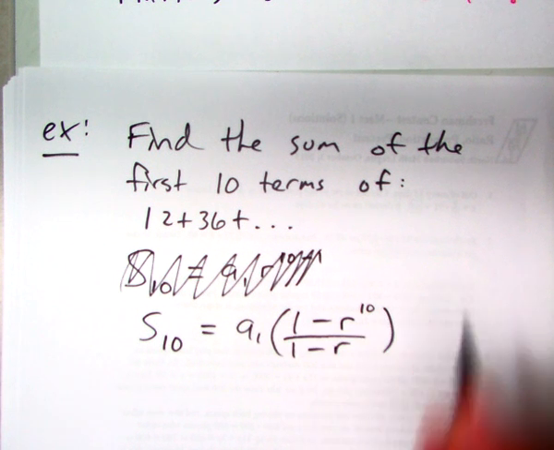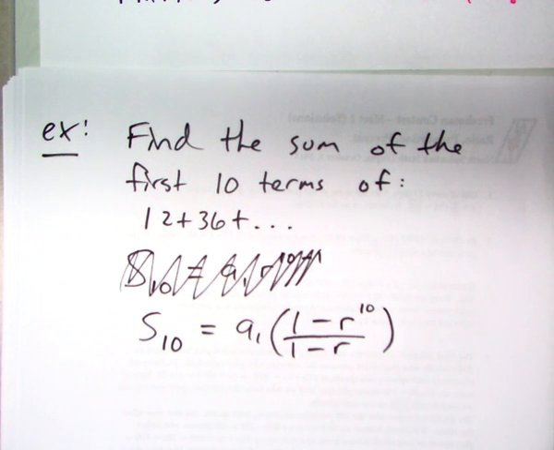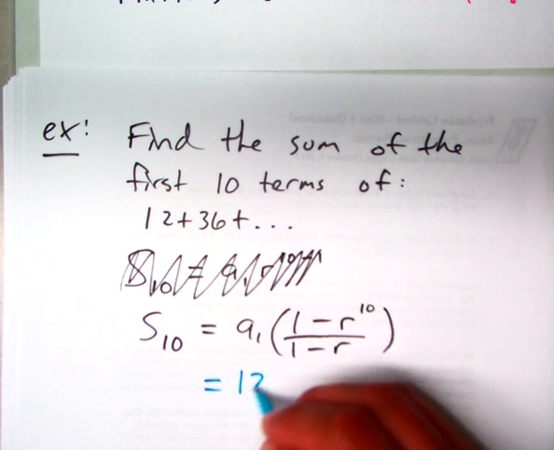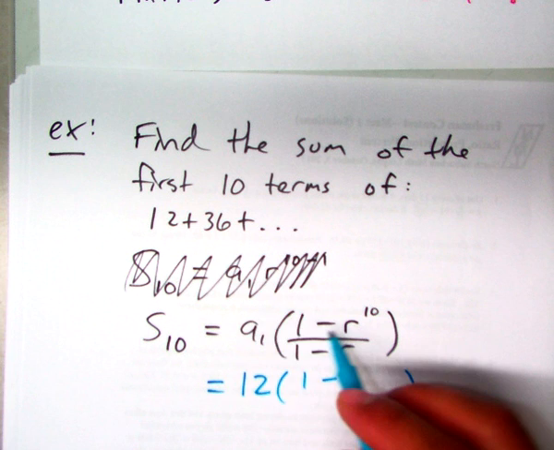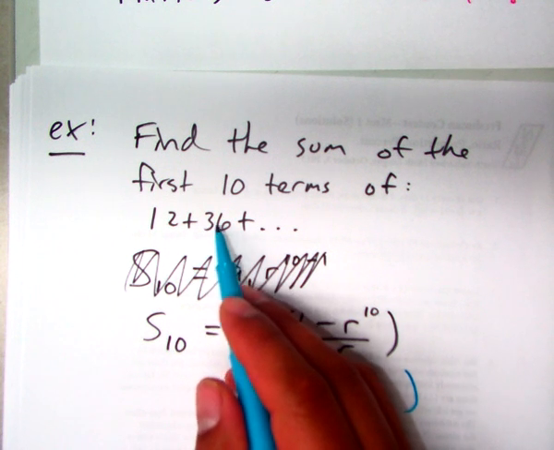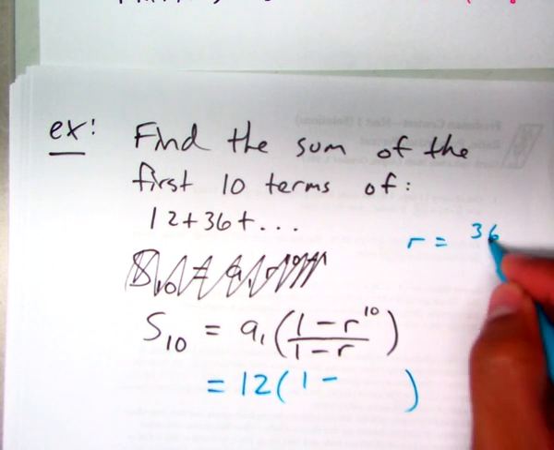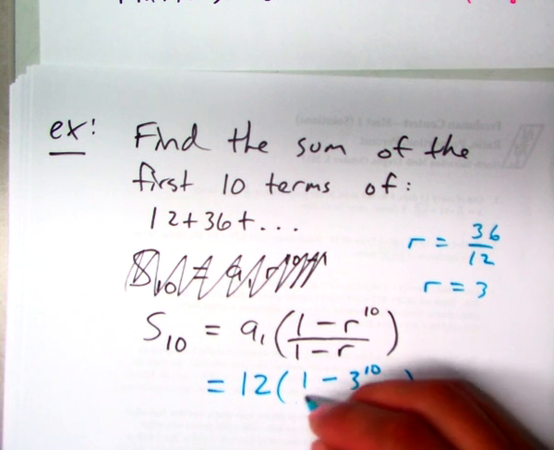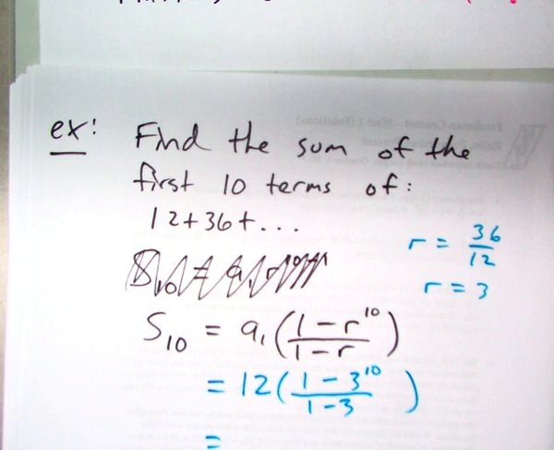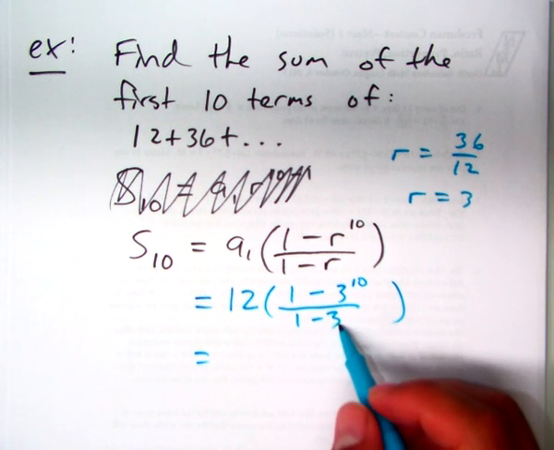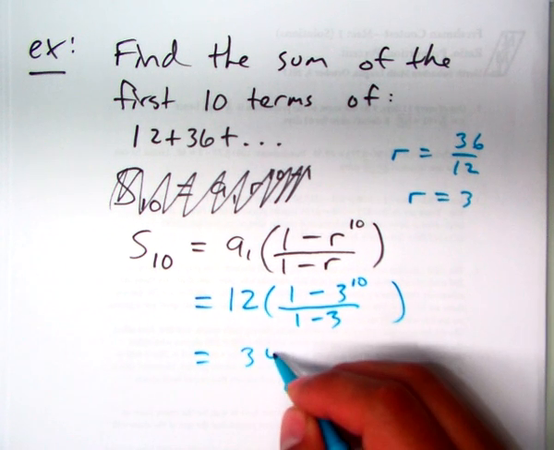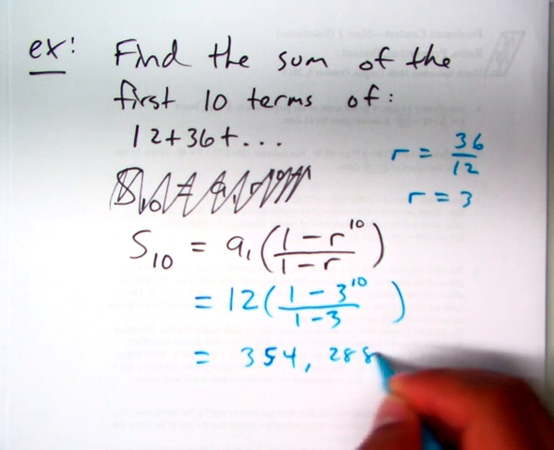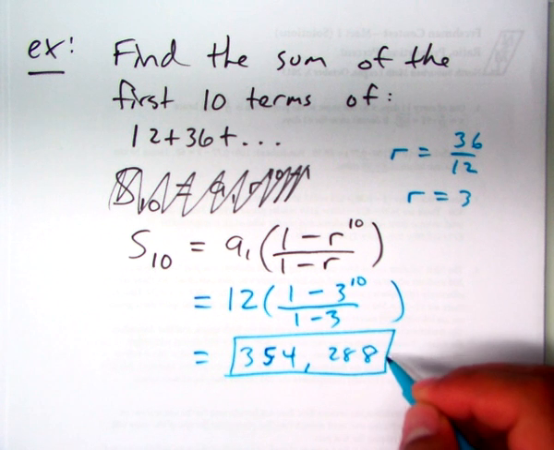Okay, so this is the formula that we're going to use, and it's not too hard to see that the first term is 12. And the ratio, if you take second term divided by first term, 36 divided by 12 is 3. So that's your ratio. Let's plug it in. And at this point, once you set it up, type this all in the calculator and you get your answer of 354,288, I believe. Okay, so these get pretty big pretty quickly if they're increasing.